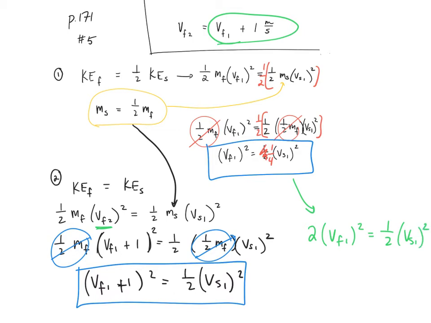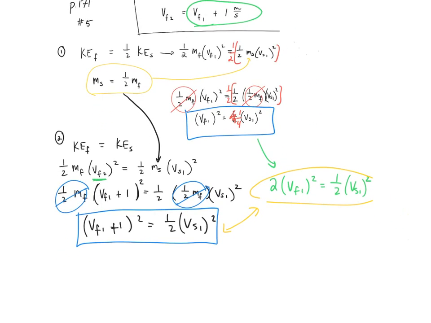And as a result, this equation and this equation can be combined because they're both equal to 1/2 VS1 squared. We've got a 1/2 VS1 squared in both circumstances. So I can set the left-hand sides of both equations equal to one another, and we'll get (VF1 + 1) squared equals 2 VF1 squared.